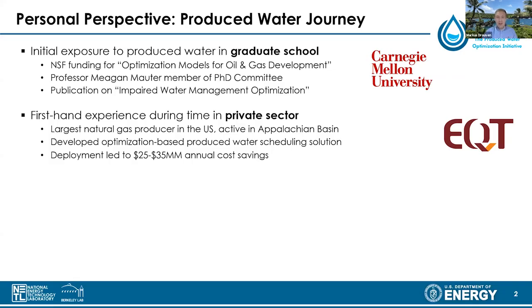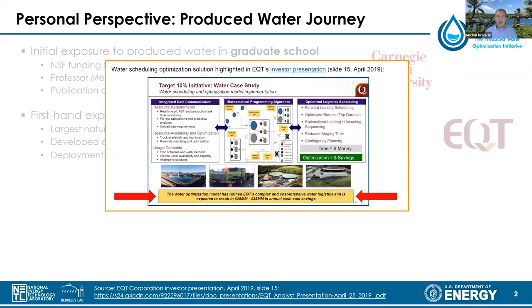And you don't have to take my word for it. EQT was very vocal about this. They put this in their investor presentations to Wall Street, highlighting the fact that it was really an optimization model and a mathematical programming algorithm. So using the right terminology even, to emphasize that this was really making a difference in how the company was managing water and realizing some of the cost savings I just mentioned.